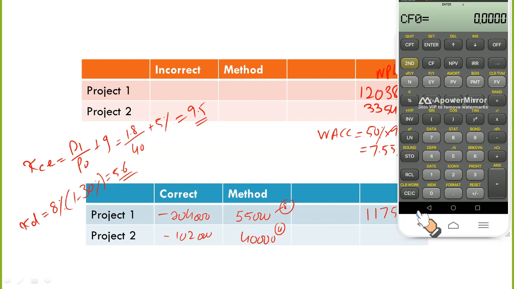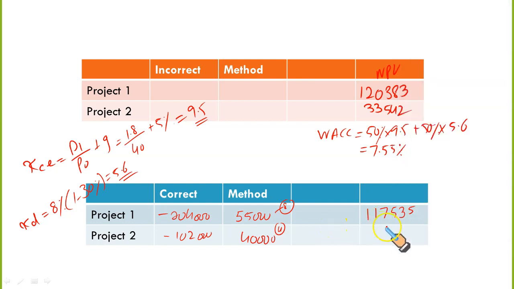Next. For the second project, outflow is 102,000. Negative, enter, down arrow key. Then you have the cash flows $40,000 for the next 4 years. Enter, down arrow key, 4, enter, down arrow key. NPV, the rate is 7.55. Enter, down arrow key, press CPT. It is 31,823. So now we have the final conclusion.